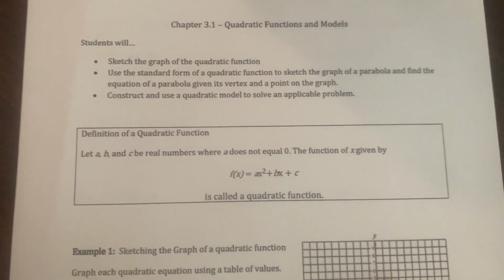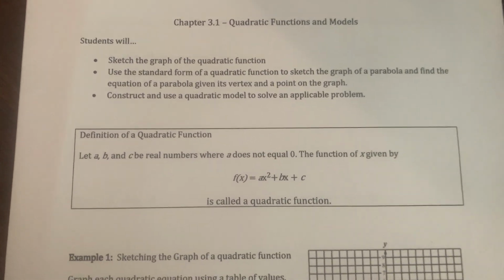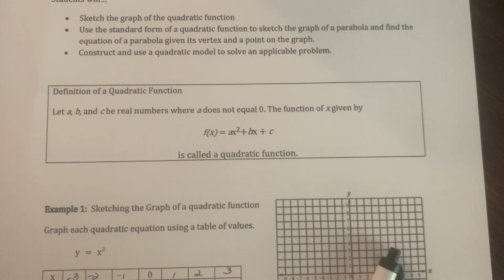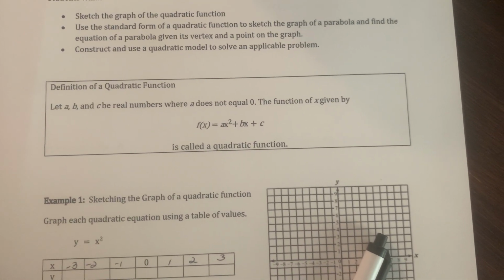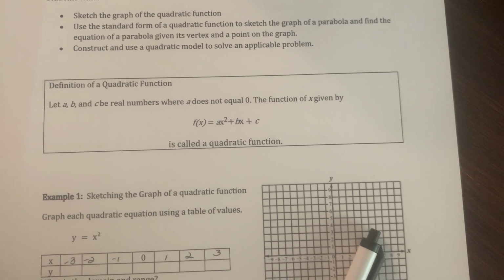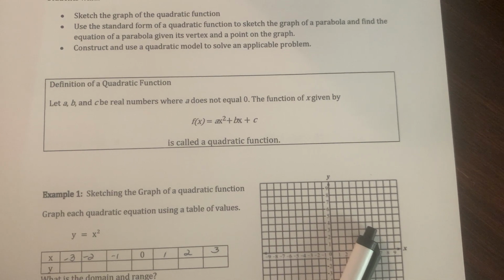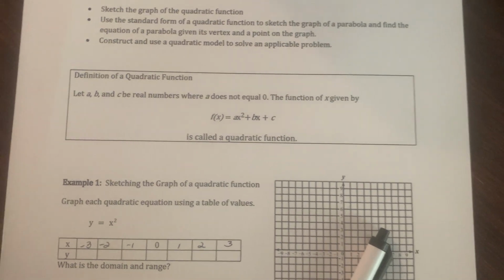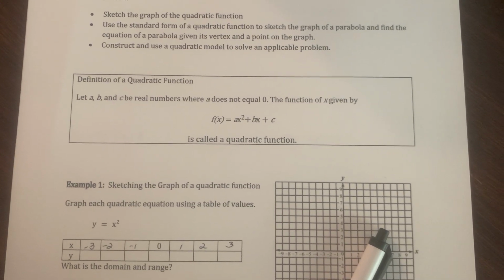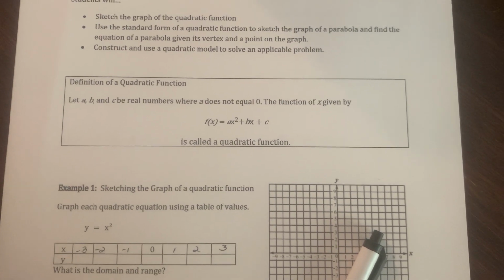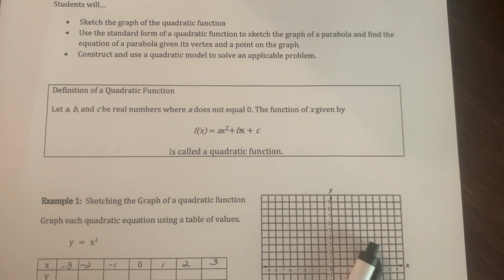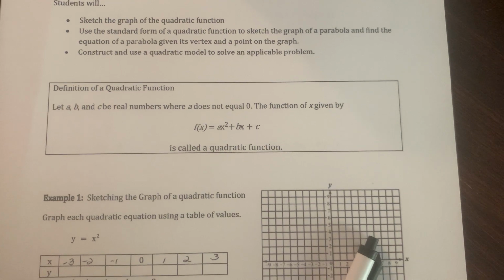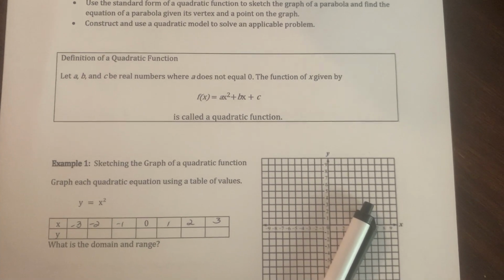I'm probably not assigning any of those for this class, but everything else we're going to be doing. So what is actually a quadratic function? It says let a, b, and c be real numbers where a does not equal 0. Well, if you look where a is, if a was 0, the x squared part wouldn't exist, and that's pretty much what gives it its parabola shape, the squaring. So a just can't be 0. The function of x is given by f of x equals ax squared plus bx plus c. It's called a quadratic function.